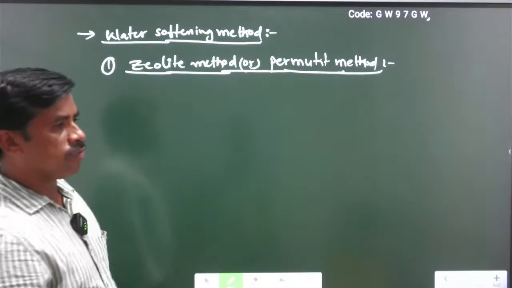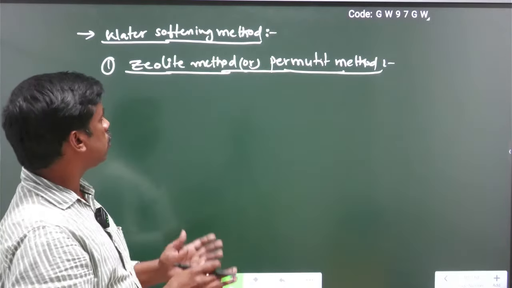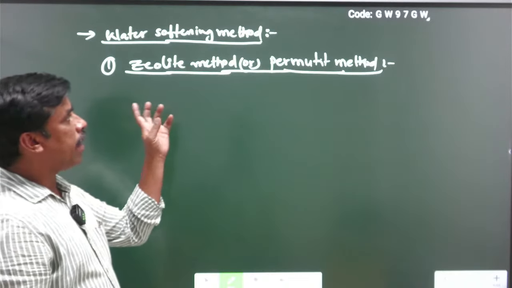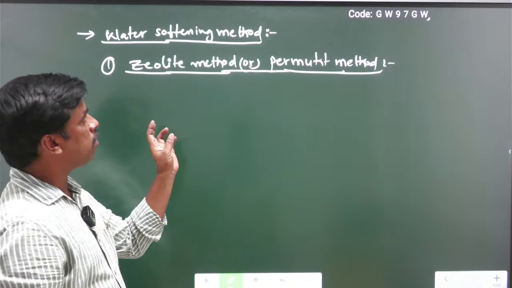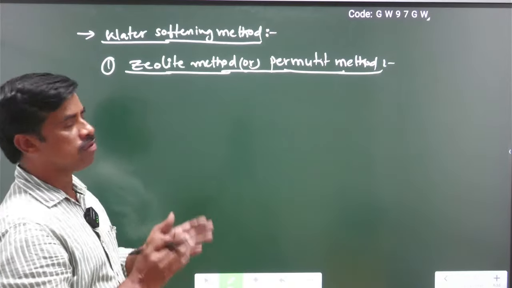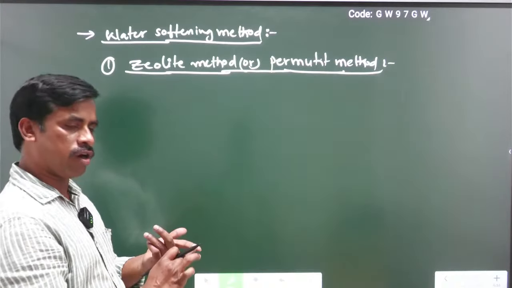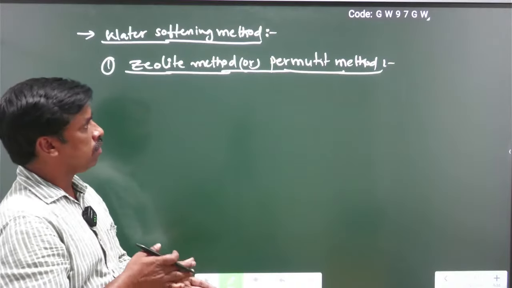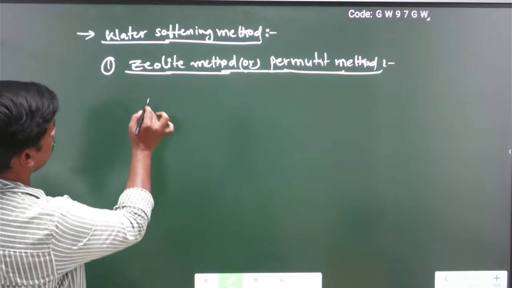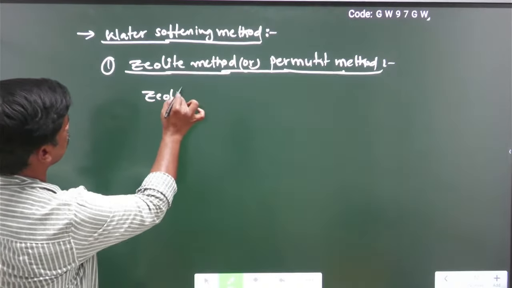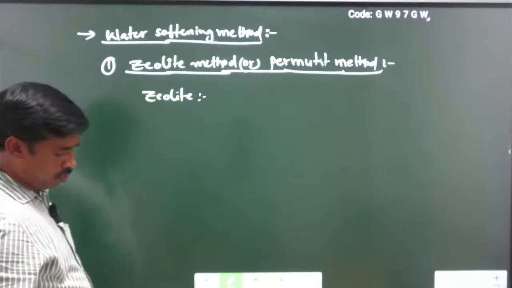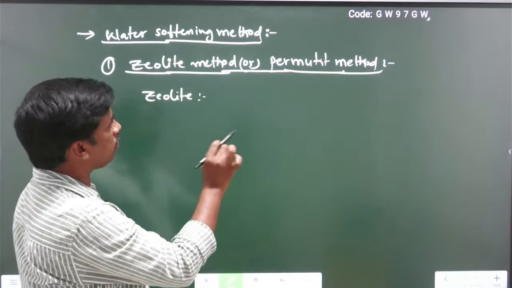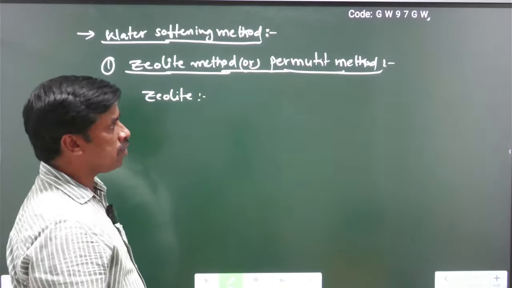Here the hard water we are collecting from the source, and taking it in this method and adding zeolites. Here we need to remove dissolved salts like calcium and magnesium bicarbonates, or chlorides, sulfates, nitrates, whatever is dissolved in the water. What are zeolites? Naturally occurring zeolite, sodium zeolite, is used for removing dissolved calcium and magnesium impurities from the water.